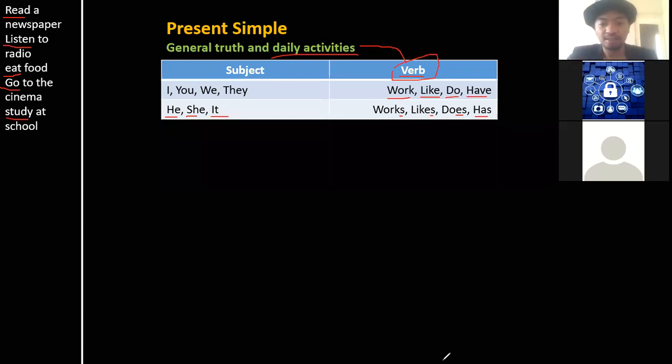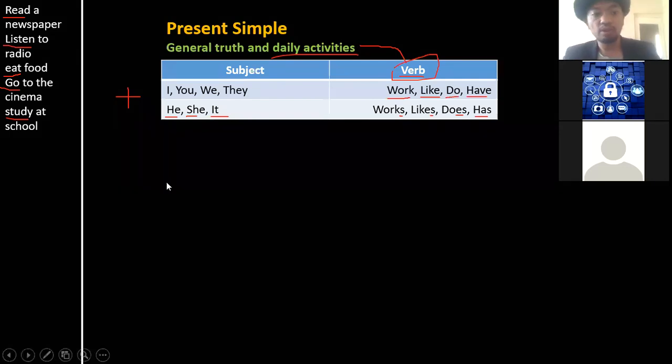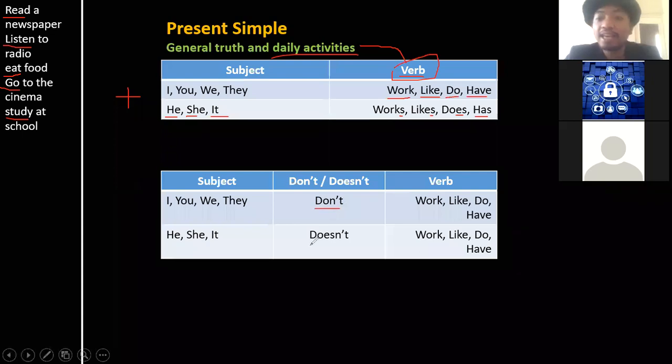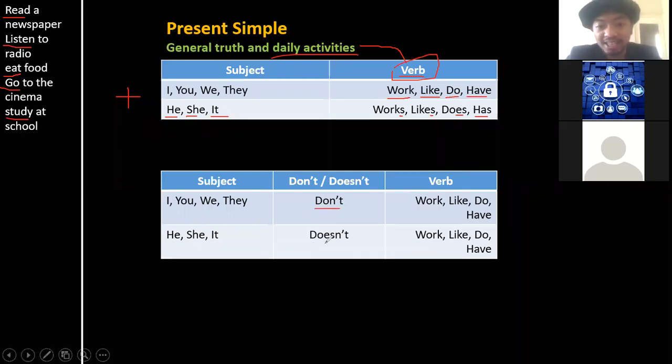All right. Now, my students, this is present simple, but for positive. Now, we move to the next one. If we have positive, we have negative. For the negative of present simple, we don't use s. Look: work, like, do, have. The difference is in here. If the subject is I, you, we, they, we use don't. If the subject is he, she, it, we use doesn't.